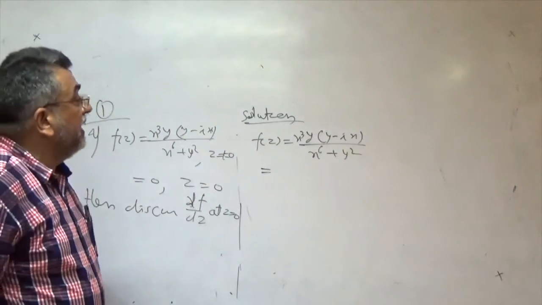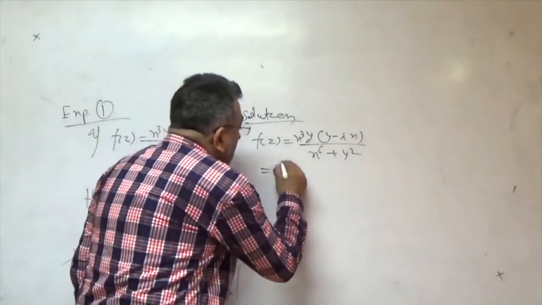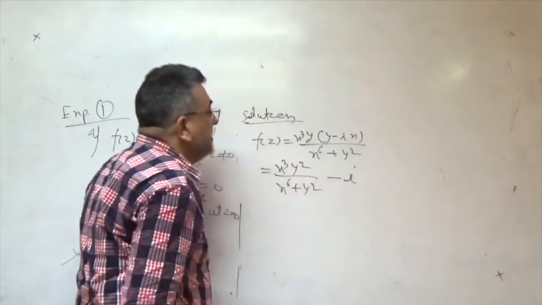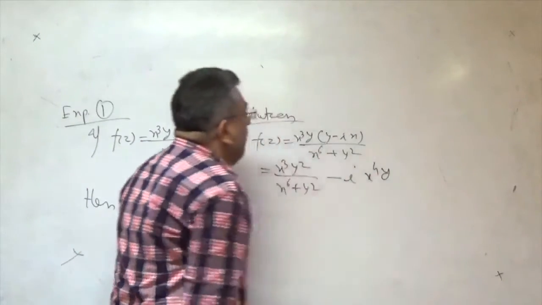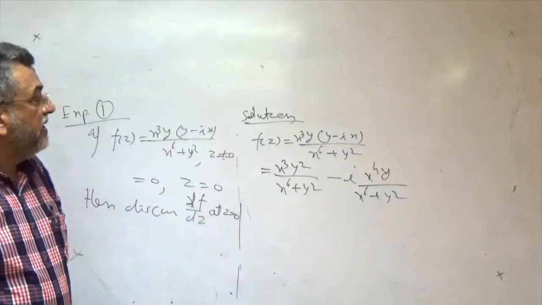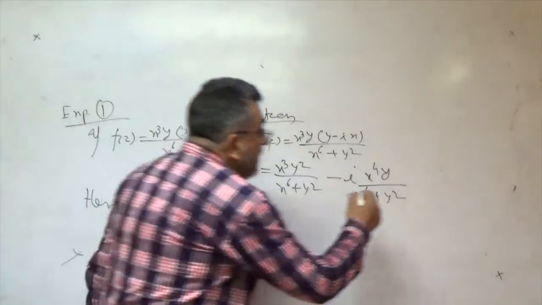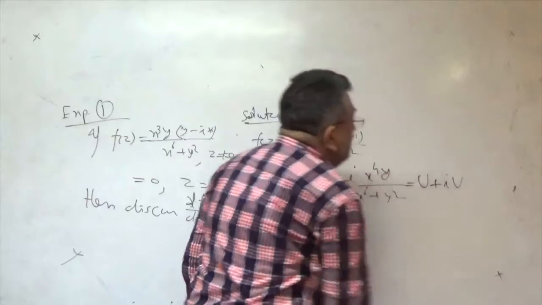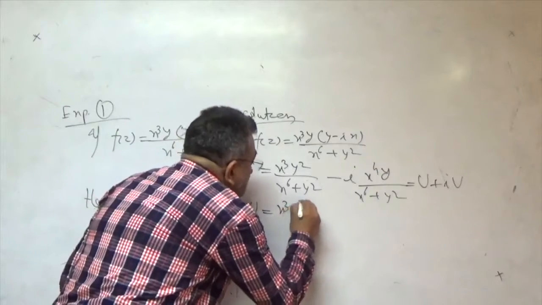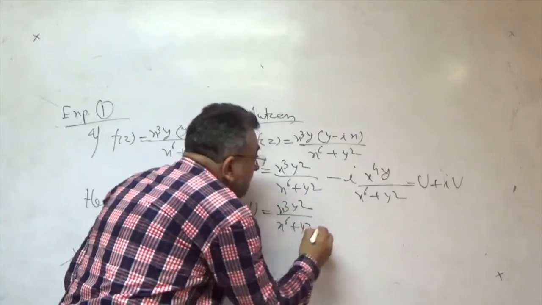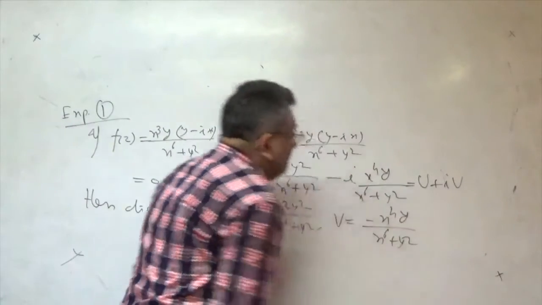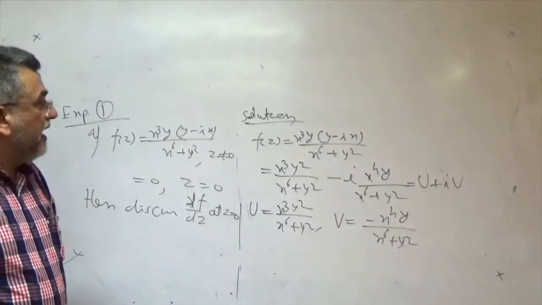If you separate this into real and imaginary parts, the real part is x cube y square upon x to the power 6 plus y square, minus i times x to the power 4 y upon x to the power 6 plus y square. If you open this into real and imaginary parts and compare with the original concept, we denote the complex function as u plus iv. So here u is x cube y square upon x to the power 6 plus y square, and v is minus x to the power 4 y upon x to the power 6 plus y square. This is the real and imaginary part.